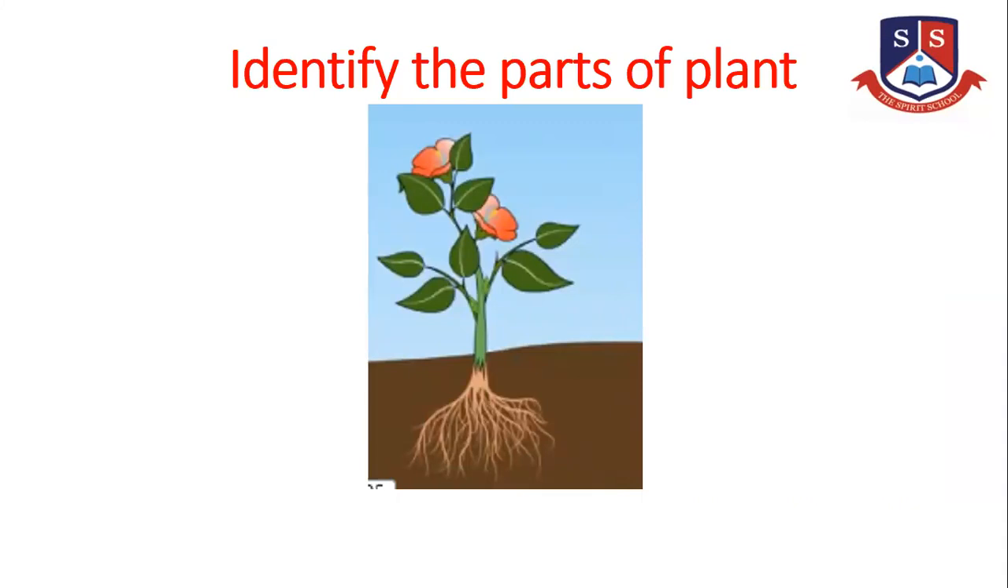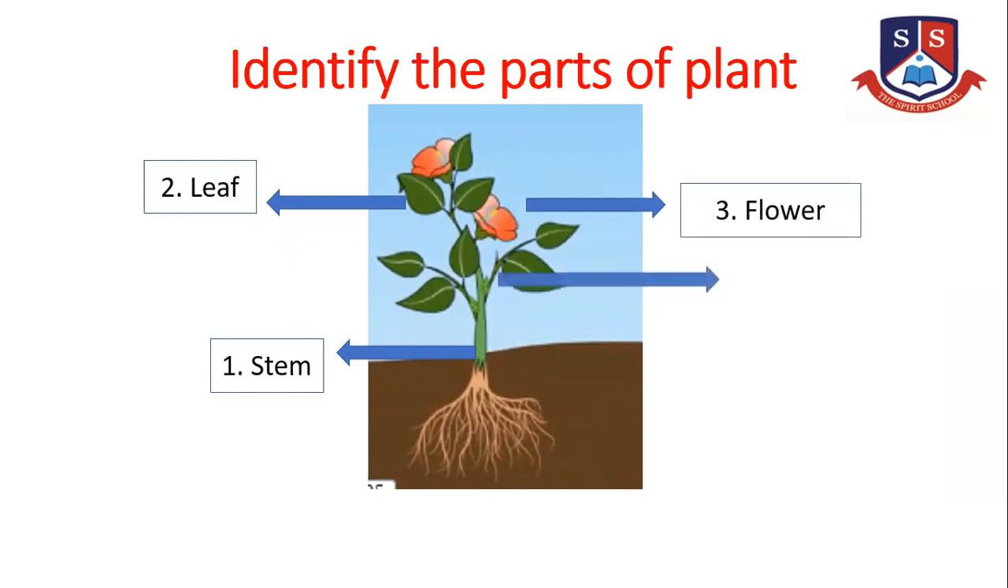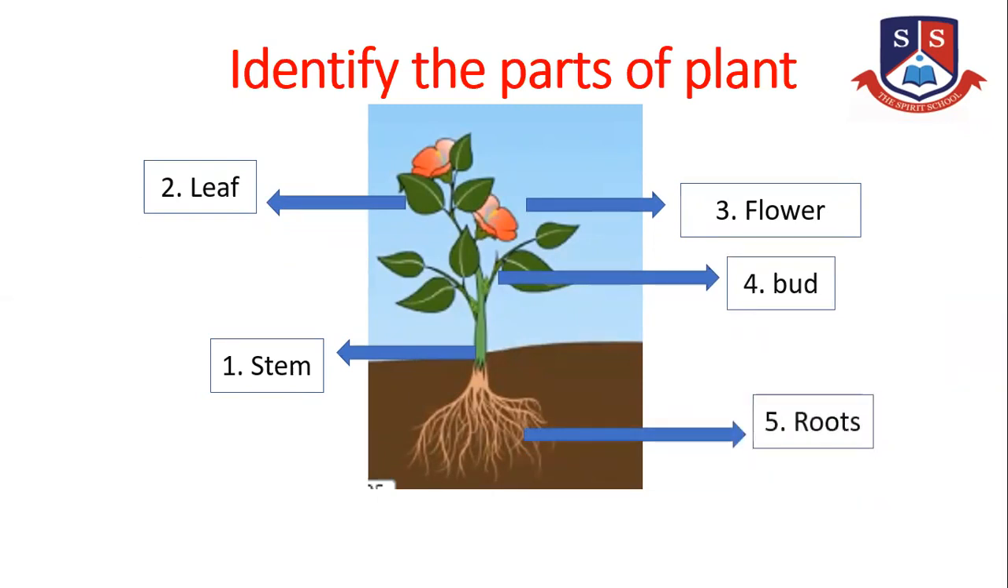Identify the parts of the plant. This is stem. These are leaves. This is flower. And this is bud. Roots. These are the main parts of the plant.